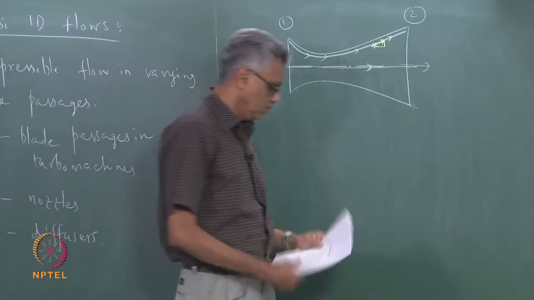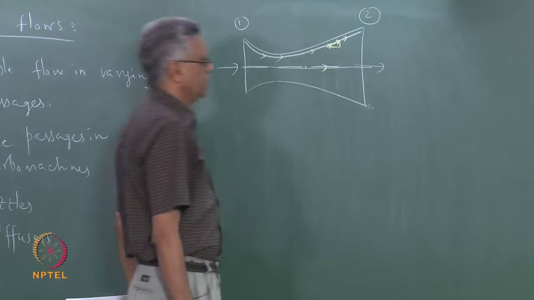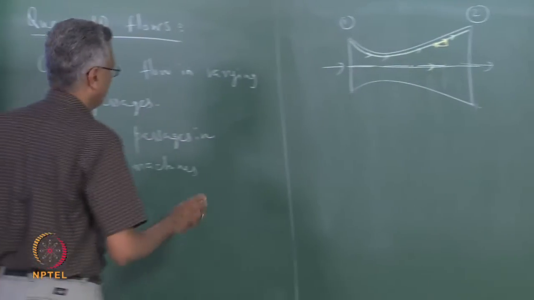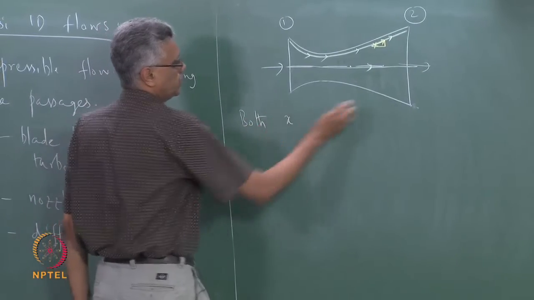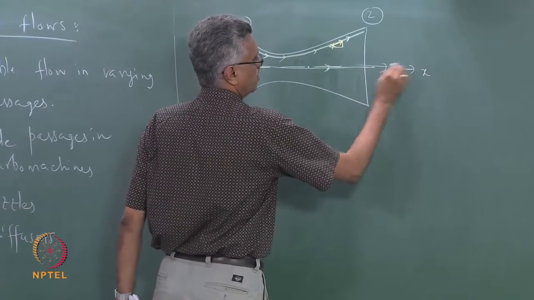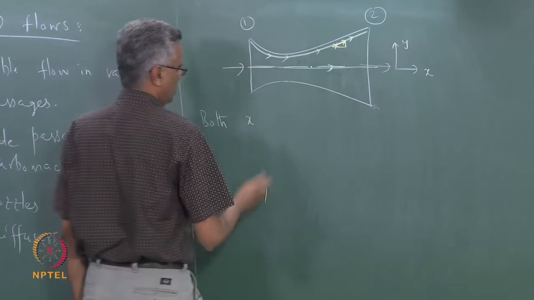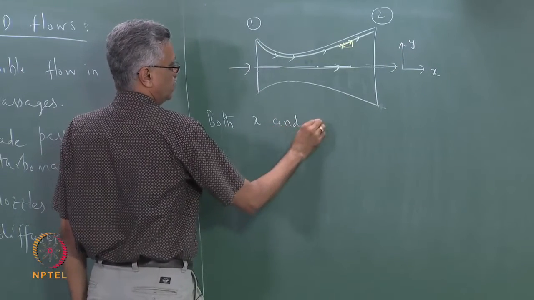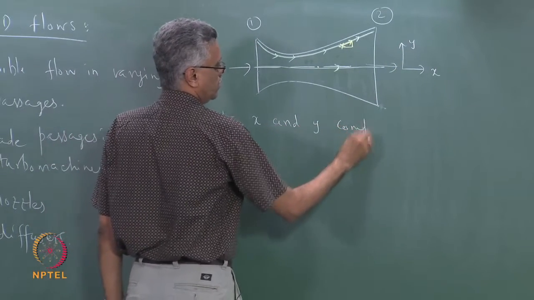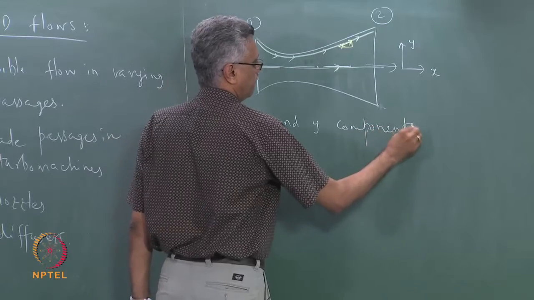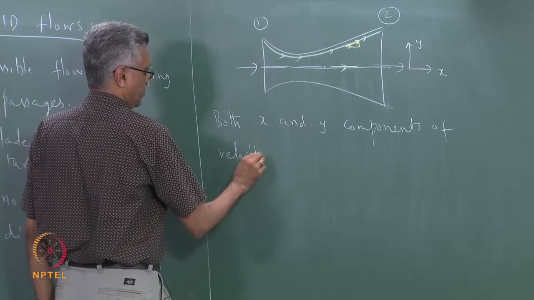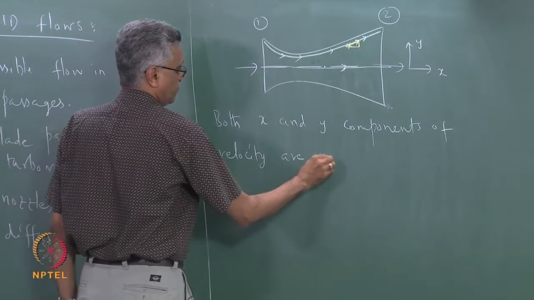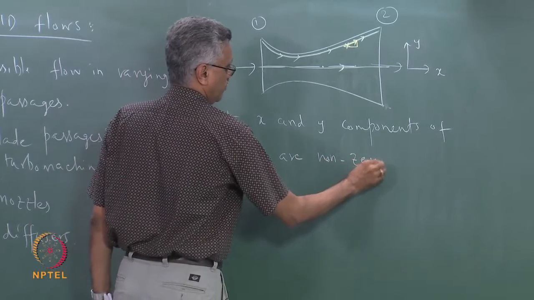Okay. Now, this means that two velocity components, both x and y, are non-zero. If I say that this is my x coordinate direction and this is my y coordinate direction, both x and y components of velocity are non-zero.